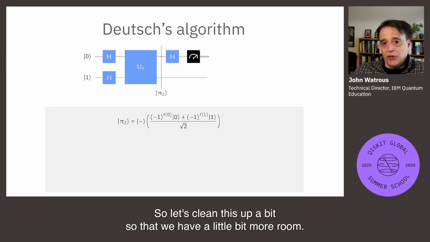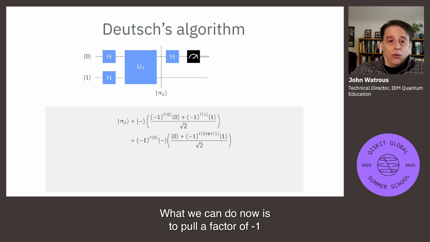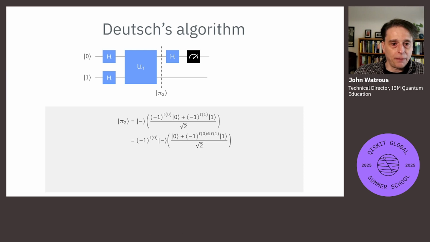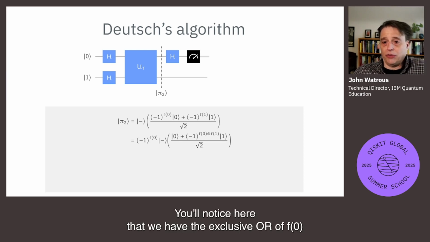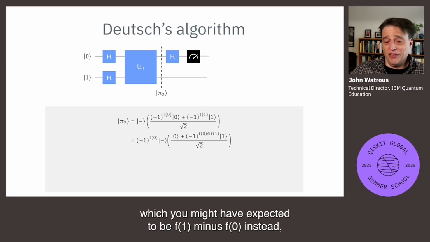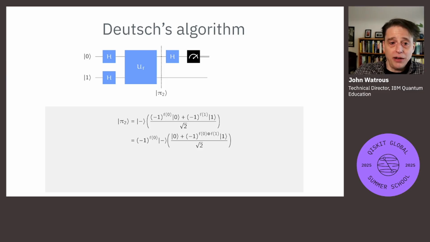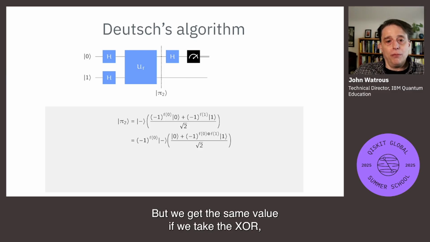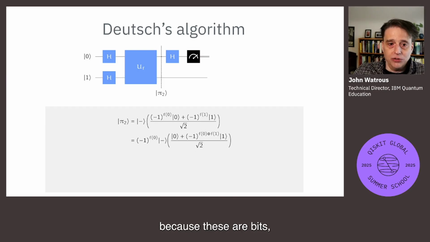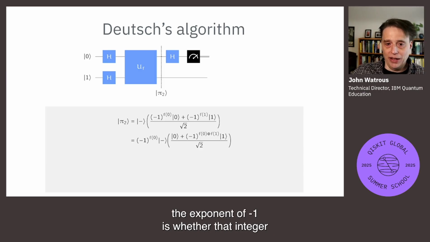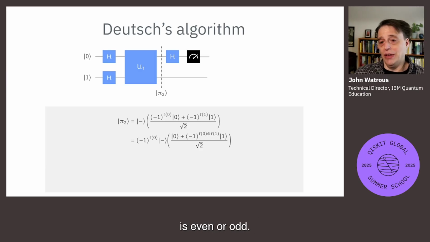So let's clean this up a bit so that we have a little bit more room. What we can do now is to pull a factor of negative 1 raised to the power of f of 0 outside to get this expression of the state. You'll notice here that we have the exclusive OR of f of 0 and f of 1 in the exponent of negative 1, which you might have expected to be f of 1 minus f of 0 instead, because we pulled out a factor of negative 1 to the power f of 0. But we get the same value if we take the XOR, because these are bits, and the only thing that matters when we have an integer in the exponent of negative 1 is whether that integer is even or odd.